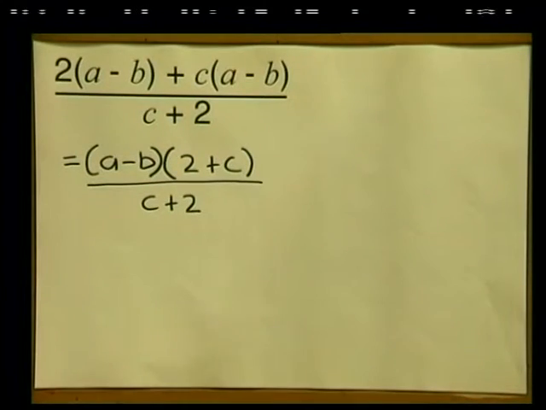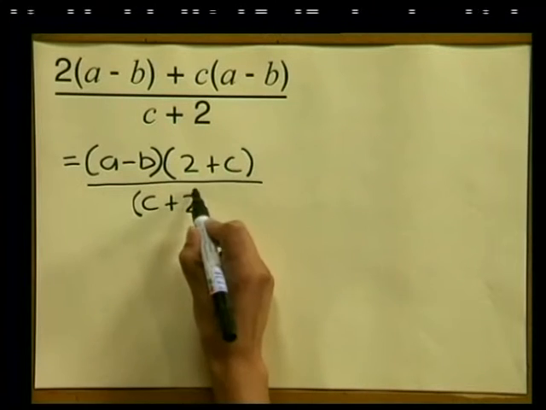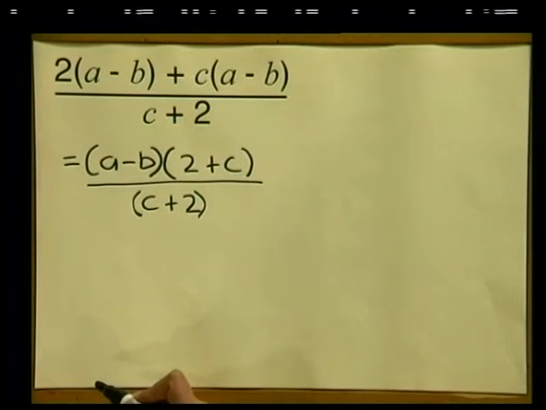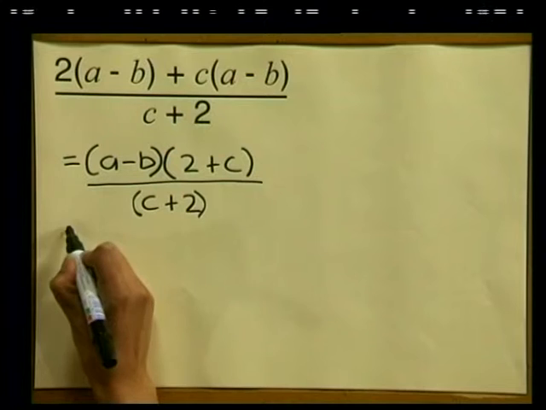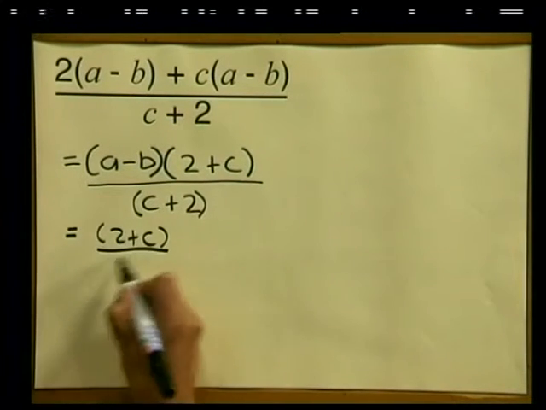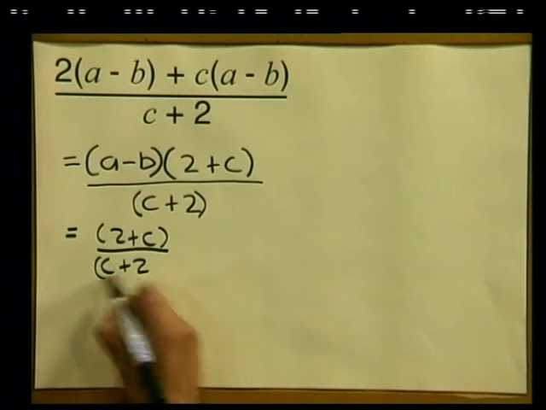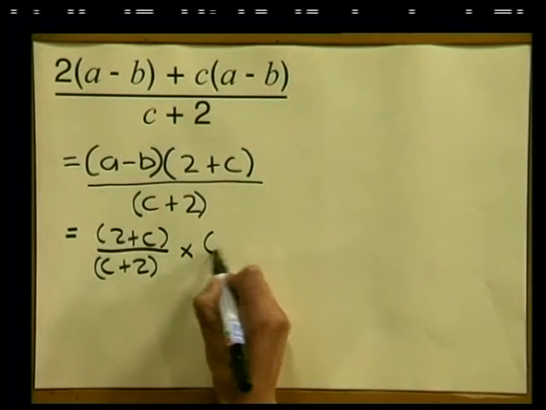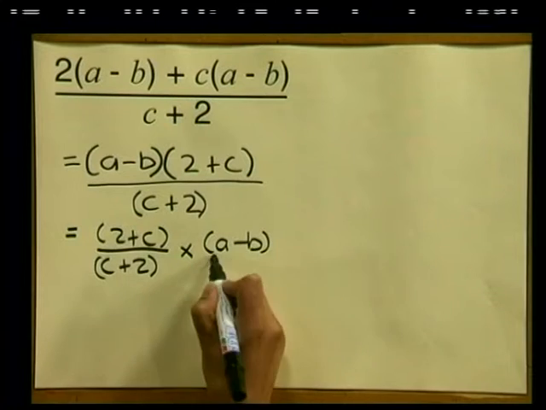Now, do you remember what we should do with our denominator? We put the two terms in the denominator in a bracket to make it one factor. And now we can rewrite this as 2 plus c divided by c plus 2 multiplied by a minus b divided by 1.